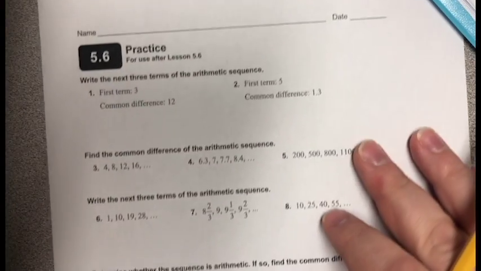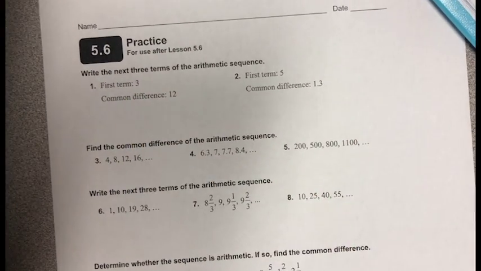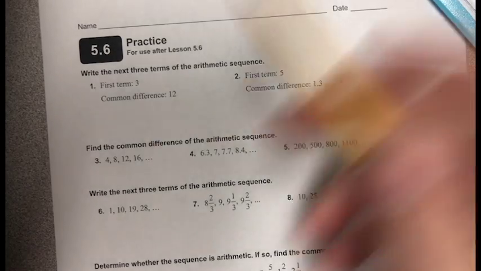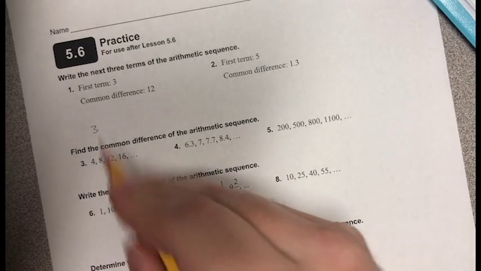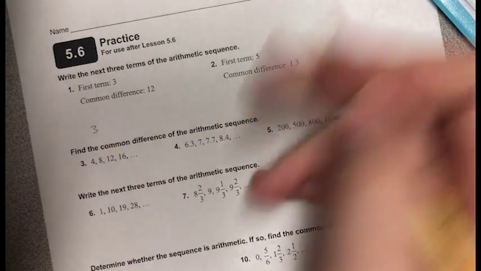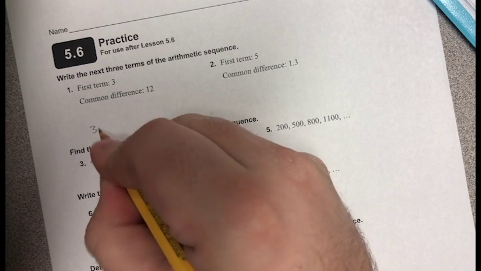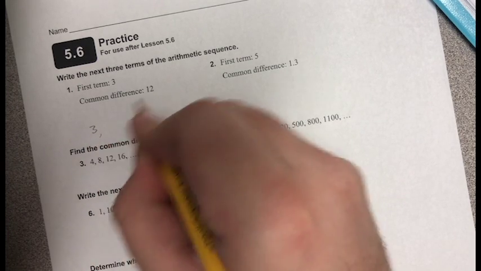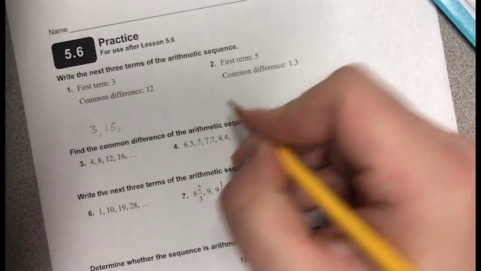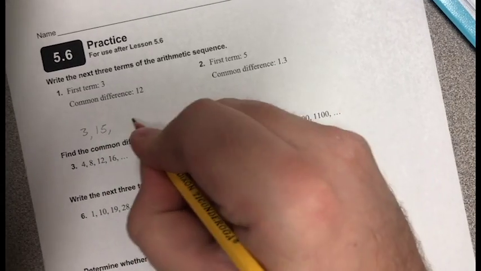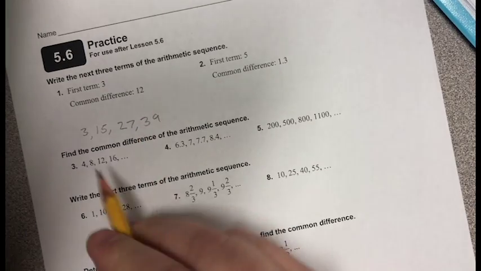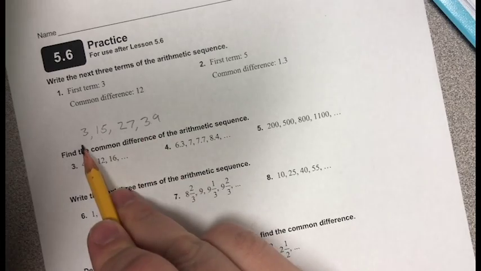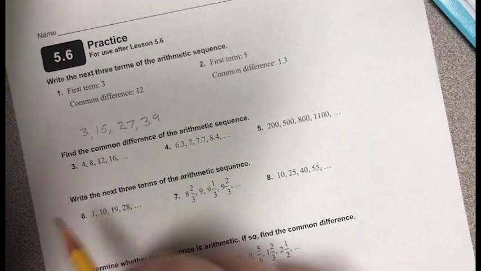All right, so let's just go ahead and hit some things here. It says, write the next 3 terms in the arithmetic sequence. It tells me that the first term is 3, so I'm going to write that 3 down. And I have a common difference of 12, which would be a positive 12. So my next number would be 3 plus 12 gives me 15. The next number after that would be 27, followed by the number 39. That's it. I have the next 3 terms. That was my first, here's my second, here's my third, here's my fourth.